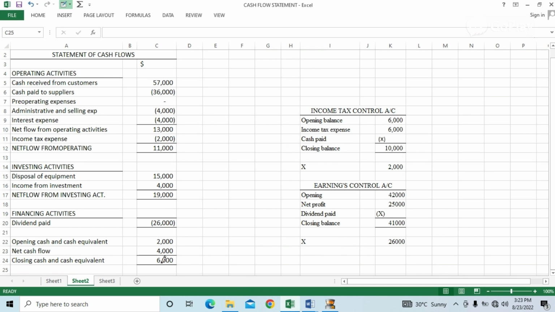And then sometimes you find some questions whereby there have been changes in equity. You indicate them under the financing activities. If the firm has purchased new equipment, you indicate it under the investing activities.